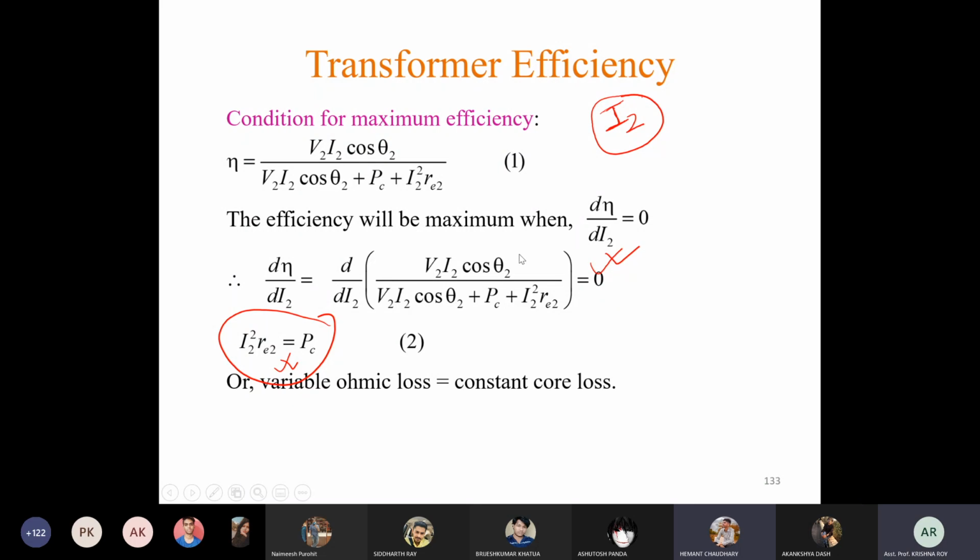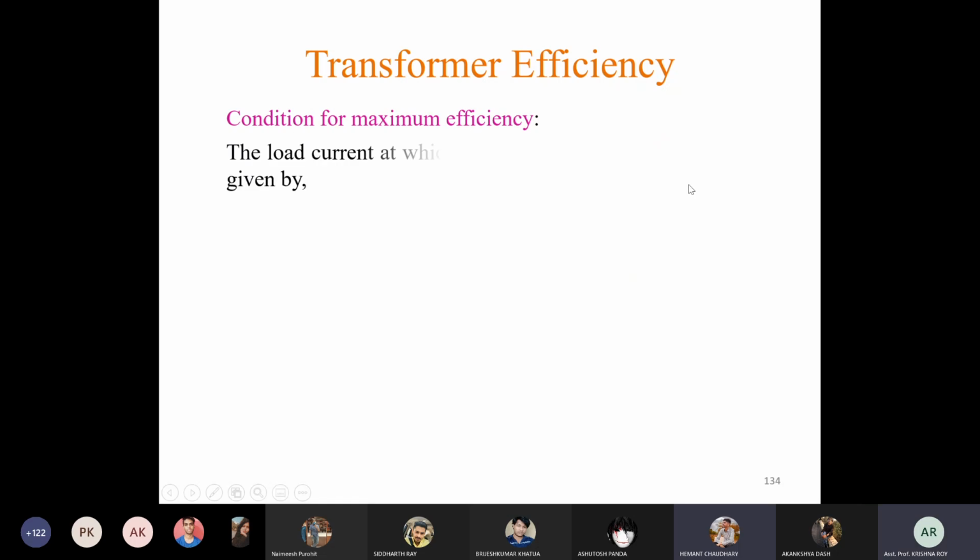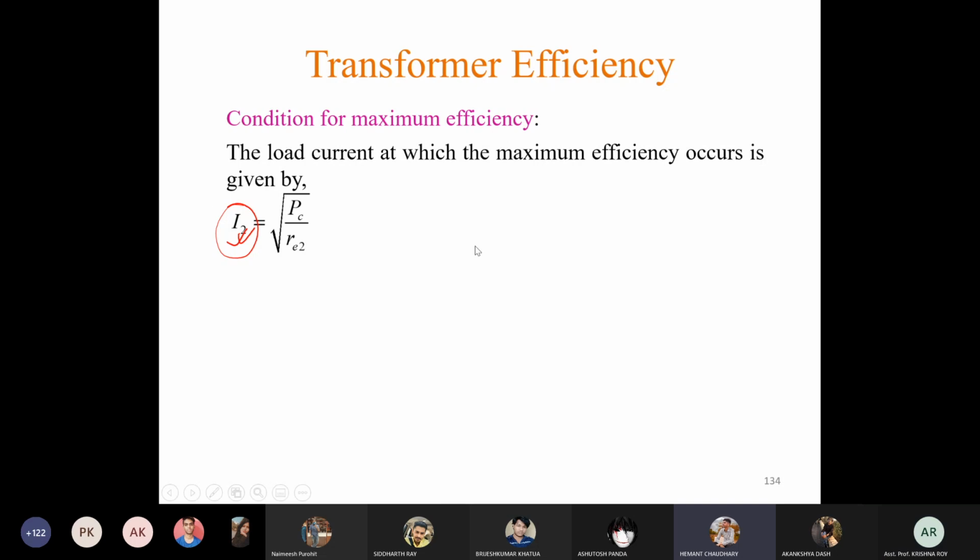So the condition is variable ohmic loss is equal to constant core loss. The load current at which the maximum efficiency occurs is given by I2 equals root over PC by RE2. So that is the load current value. At this current, efficiency will be maximum, which is given by this expression, that is root over PC by RE2.